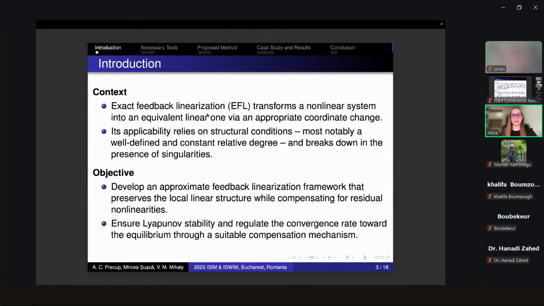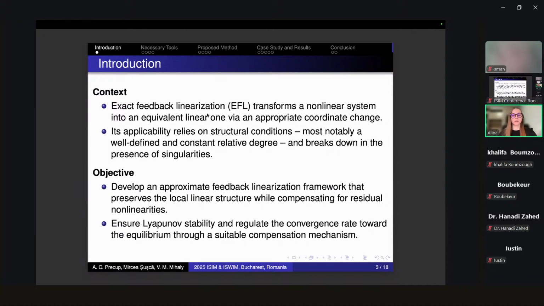First, let me give some context. Exact feedback linearization transforms a nonlinear system into an equivalent linear one through a suitable change of coordinates and an appropriate input transformation. This works very well when certain conditions are satisfied, in particular when the system has a well-defined and constant relative degree. However, in many practical situations, this relative degree is not well-defined everywhere, for example, near singularities, and in those cases, exact feedback linearization cannot be applied.